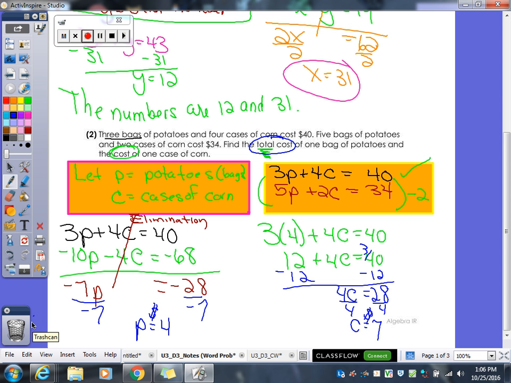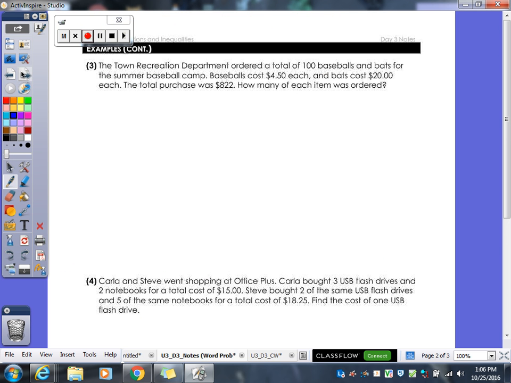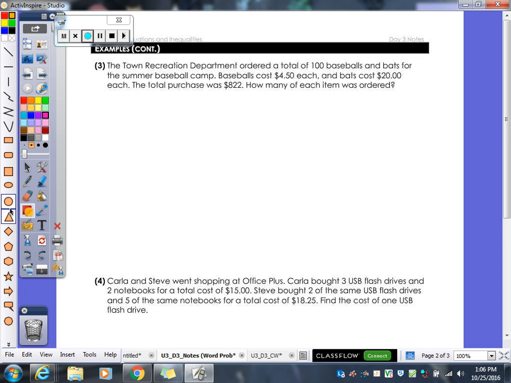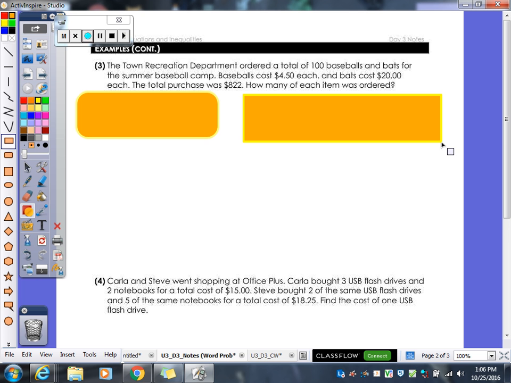So everybody, any questions on that one? No? Okay, next page. Here, it says the Town of Rec Department ordered a total of 100 baseballs. Okay, so now I'm going to make 2 little boxes again for our let statements. All right, so our let statements.